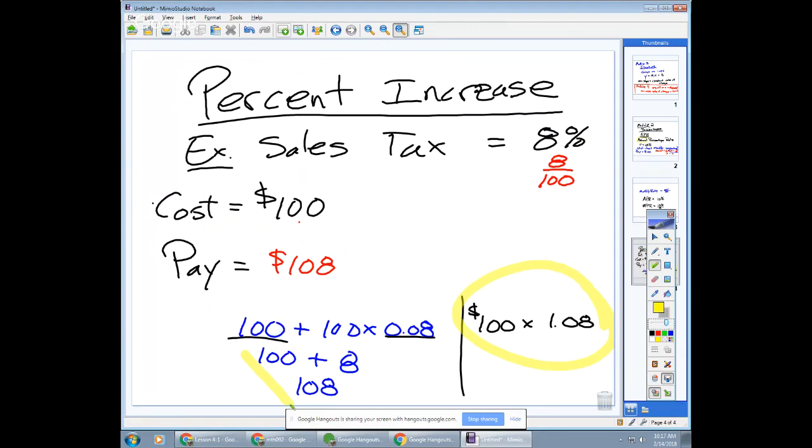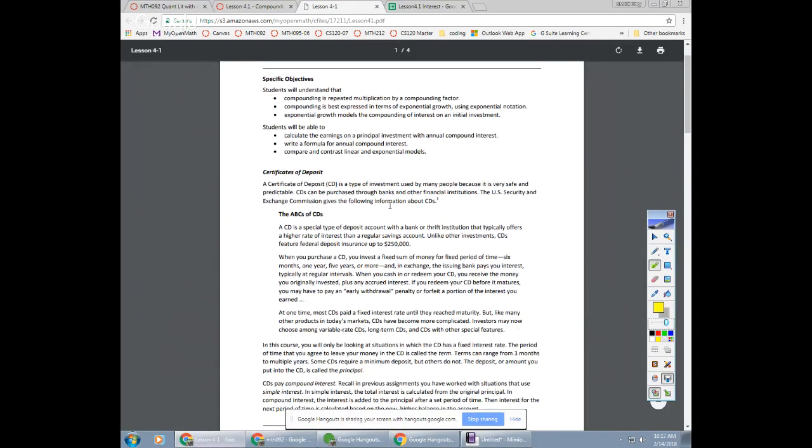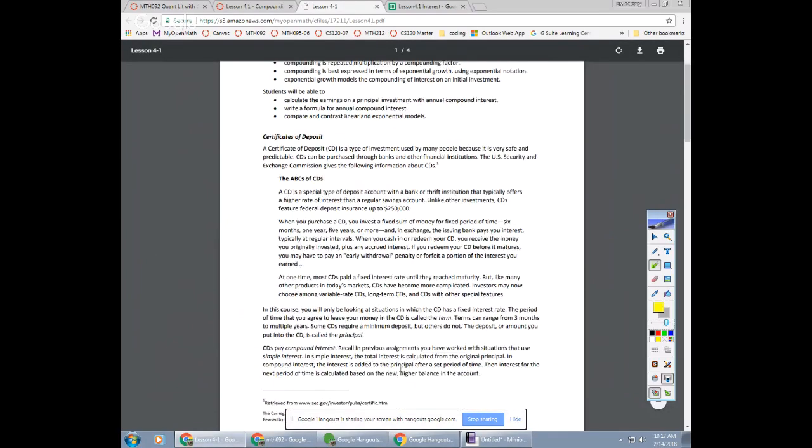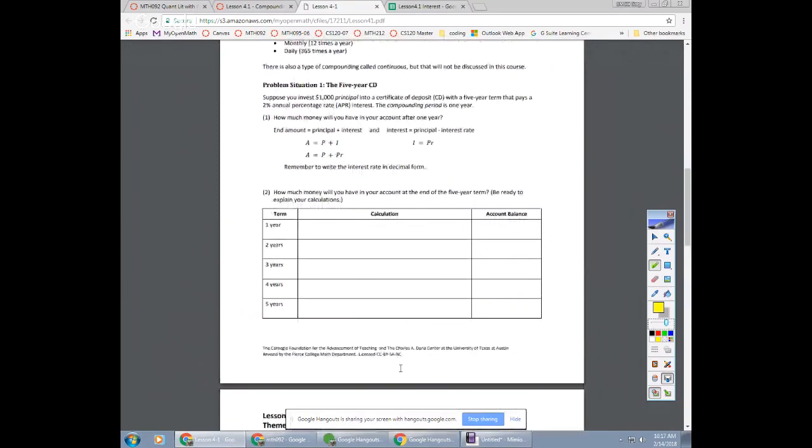All right, I am going to be quiet for a little bit while you guys group up and take a look at activity 4.1. I'll talk more about certificates of deposit later, but I hope you read through that on your own too to help get that idea in your head. What I want you to do is take a look at problem situation number 1 here for a 5-year certificate of deposit and do these calculations in part 2.